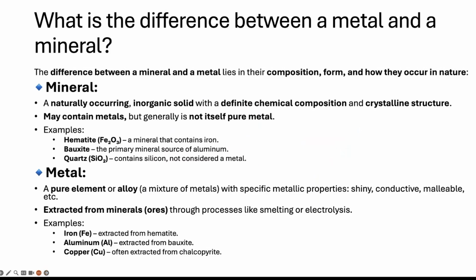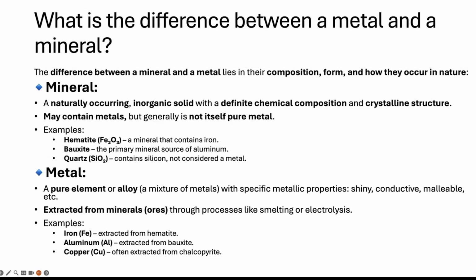So what's the difference between a metal and a mineral? It's basically everything: their composition, form, and how they occur in nature. A mineral is, as we said, a naturally occurring inorganic solid with a definite chemical composition and a crystalline structure, and it will contain metals depending on your definition of metals. But in general, a mineral is not a pure metal. There are a few examples, like native gold, mercury, a few things like that. Even mercury is usually cinnabar, which is mercury sulfide.